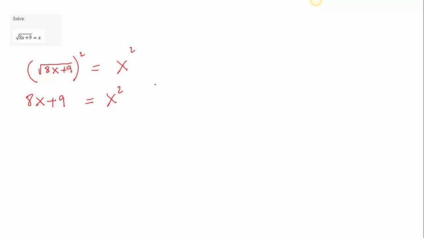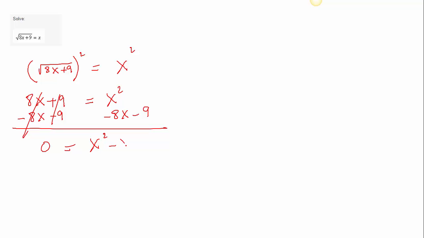So now this is a quadratic equation. Every time you have x squared and x, that's a quadratic equation. And to solve it, we have to move everything to one side. Let's move everything to the right side. Subtract 8x, subtract 9. So this cancels, so that's a 0. Here we have x squared minus 8x minus 9.